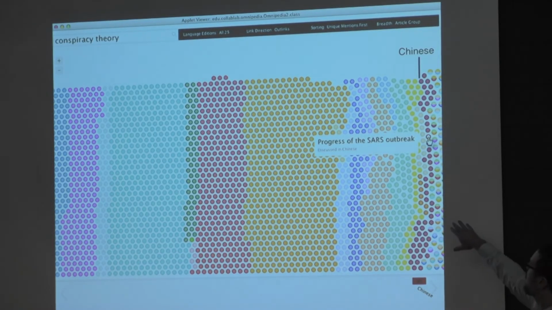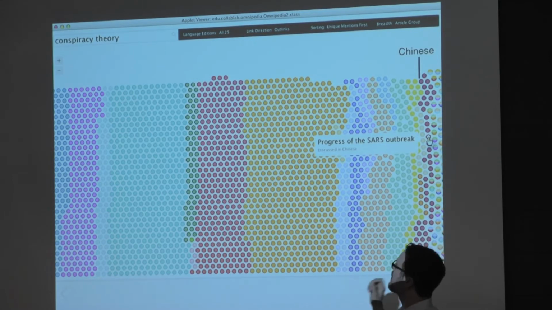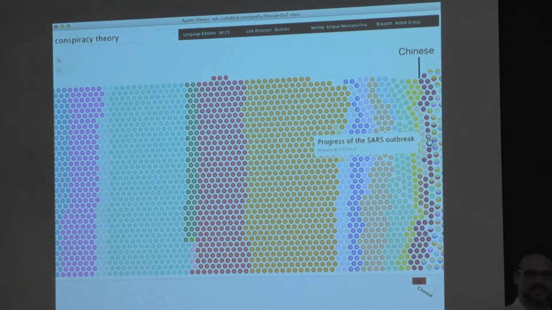So on the Chinese Wikipedia, on the conspiracy theory page, they mention the topic of the progress of the SARS outbreak. Right? So that's a unique thing that's being mentioned on the conspiracy theory page in Chinese, that's not being mentioned in other language editions.